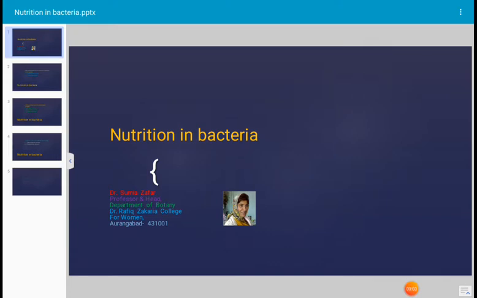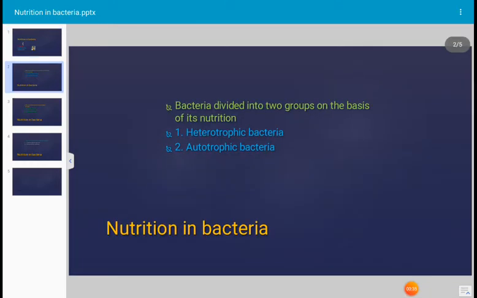Today's topic for discussion is nutrition in bacteria. Bacteria are very small, ultramicroscopic organisms, and these are prokaryotic organisms. The majority of bacteria are heterotrophic, that means they are unable to manufacture their own food material, and for that they are described as heterotrophic bacteria. And for that they have to live either as parasites or saprophytes.